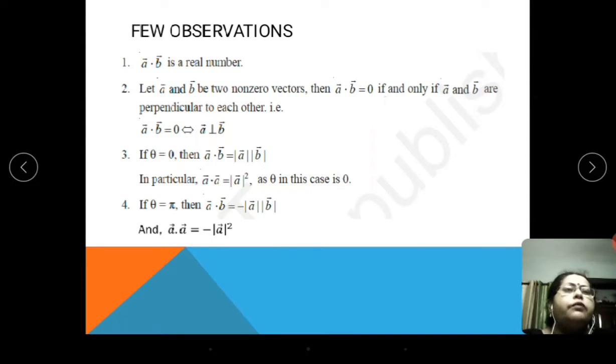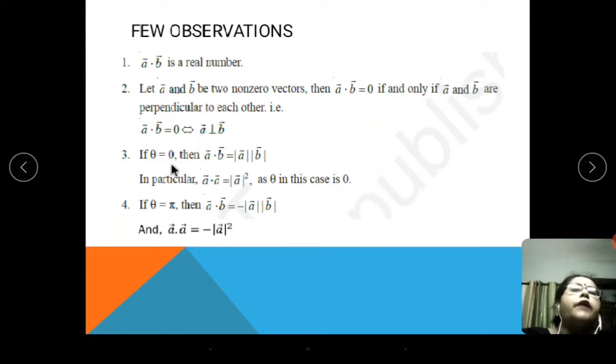It can happen only when cos theta is 0. And cos theta is 0 when theta is 90 degrees. That means a dot b equal to 0 can happen if a and b are perpendicular vectors. So this is what is denoted here: a dot b equal to 0 if and only if a is perpendicular to b. This is a very important observation or result when we talk about the scalar product.